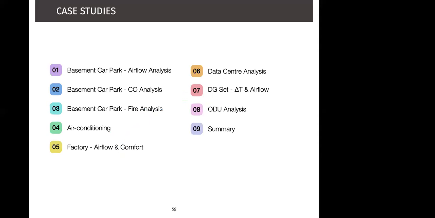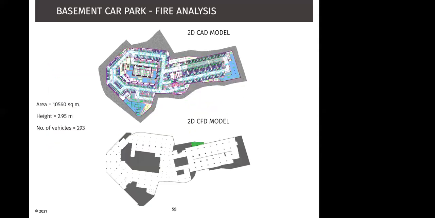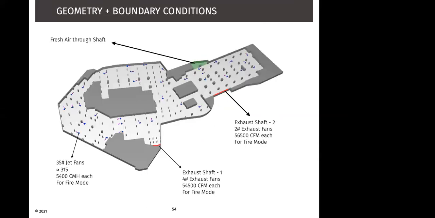The third part of the basement car park is fire analysis. In this case, we have again a 2D CAD model converted into a 2D CFD model. This is a car park of almost 11,000 square meter area, converted into a 3D CFD model. Now, the fresh air is provided through the shaft here. There are two exhaust shafts provided at this end and this end. This shaft has almost 113,000 CFM of air being pulled into it in fire mode.